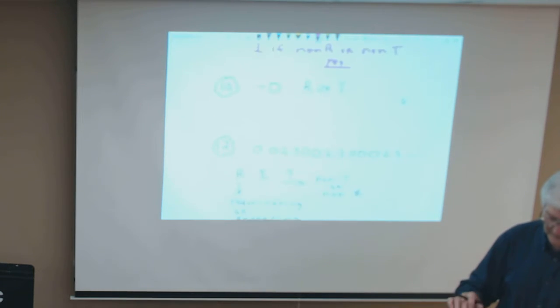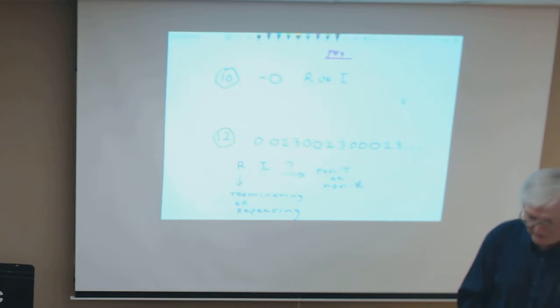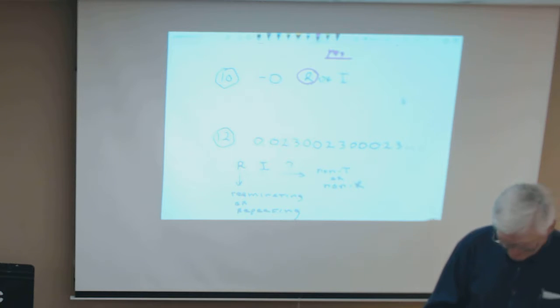Number 10. Is -0 rational or irrational? Well, there's really just 0, isn't there? I mean, there's no negative, positive, just 0. Is 0 a rational number based on the definition on page 259? Yes. It's an integer. It's a rational number. Number 12.